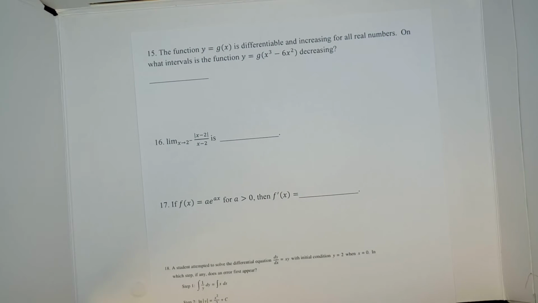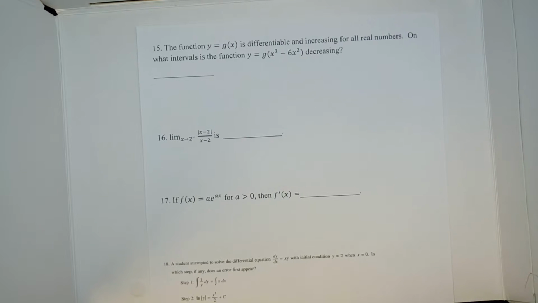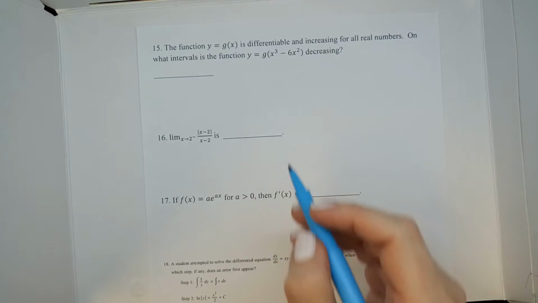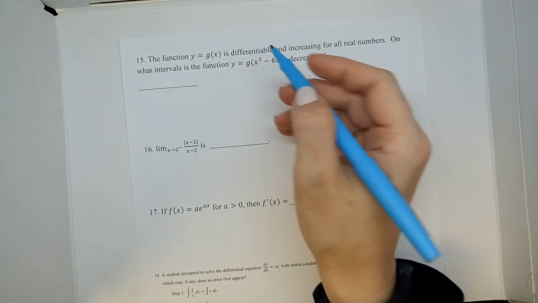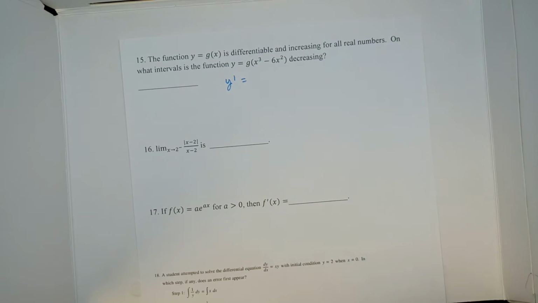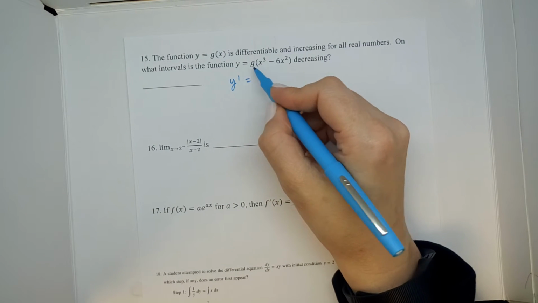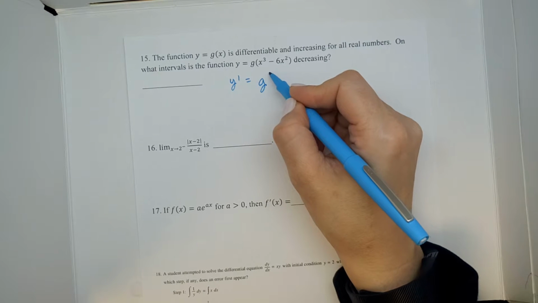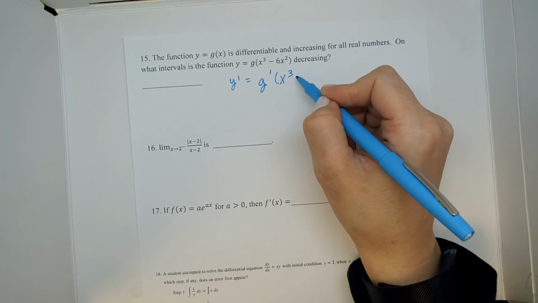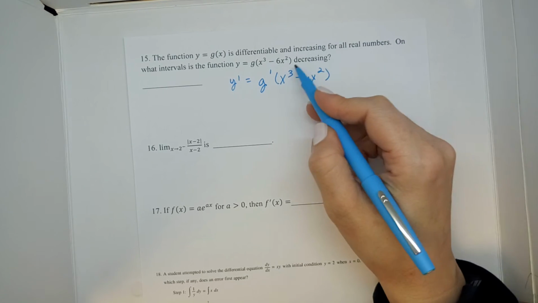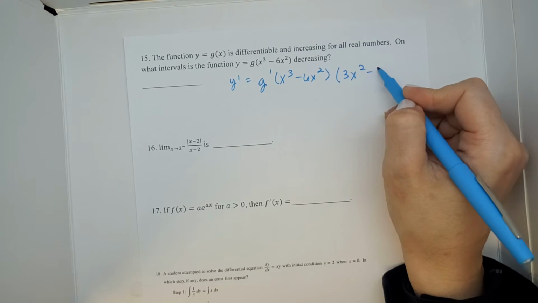Okay, let's look at number 15. The function y equals g of x is differentiable and increasing for all real numbers. On what intervals is the function decreasing? So on this one, I would go ahead and find y prime because we're talking about increasing and decreasing, and you know that always deals with the slope or the derivative. So the derivative here would be the derivative of the outside, so g prime, we leave the inside alone, times the derivative of the inside, so 3x squared minus 12x.